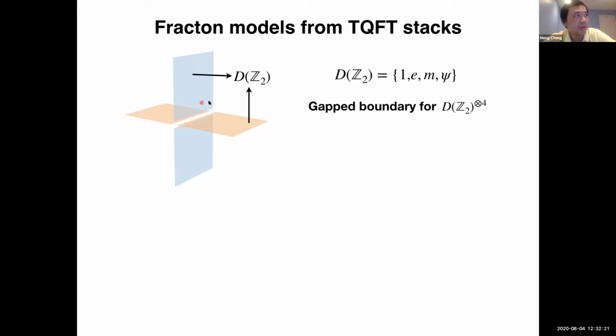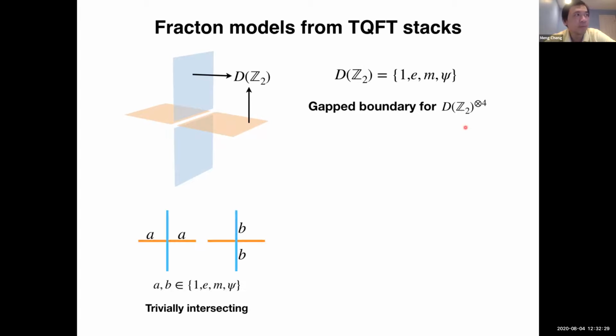If we unfold these four layers, we need to choose a gapped boundary condition for these four layers of toric code. We can choose a simple boundary condition that corresponds to a simple intersection of these two layers without really doing anything. So a particle from here can just go to the other side, or a particle from the top part can just go to the bottom without doing anything else, and that gives you trivially intersecting layers. This way, we just get boring stacks of two-dimensional toric codes.